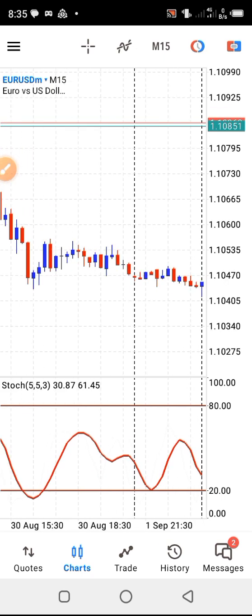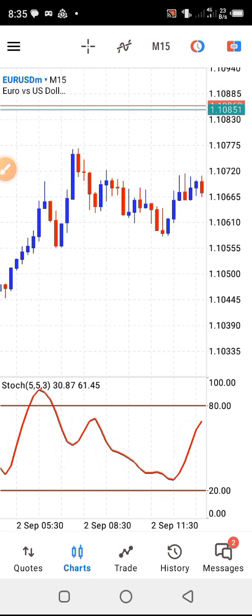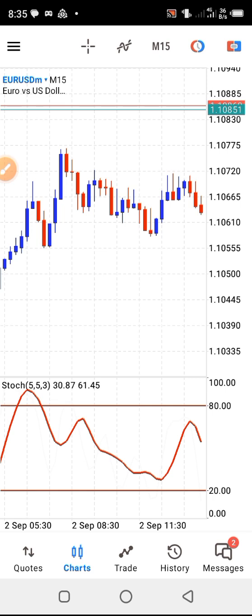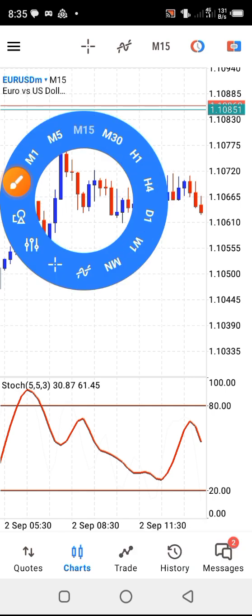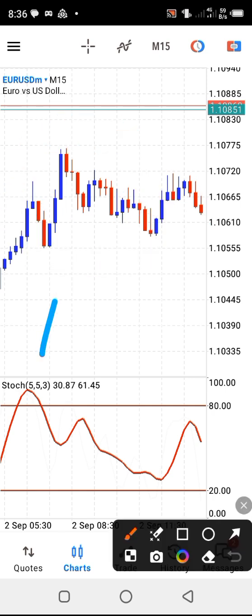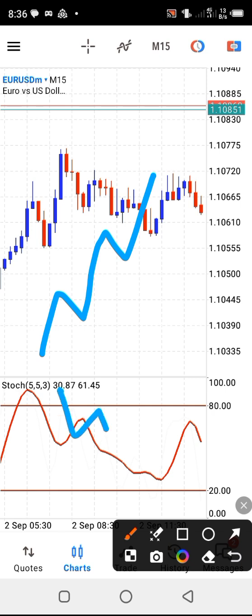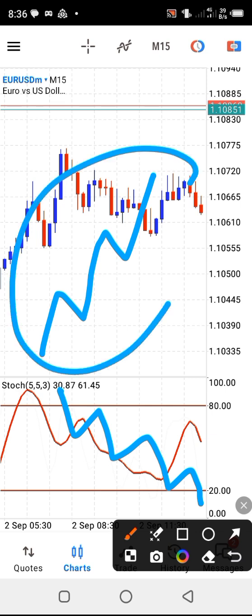So what do I mean by divergence? I'm going to explain. A divergence is a situation whereby the main chart, which is what you have here, is showing you higher highs and higher lows, maybe something like this, whereas the indicator region, or the indicator, is showing you something like lower highs and lower lows. This is a divergence. So what does the divergence signal? A divergence signals a possible reversal on the main chart.